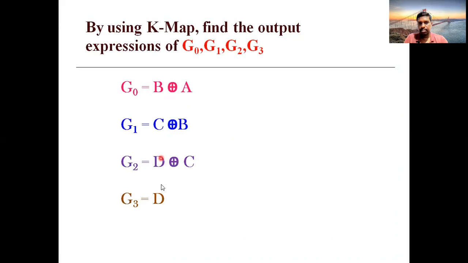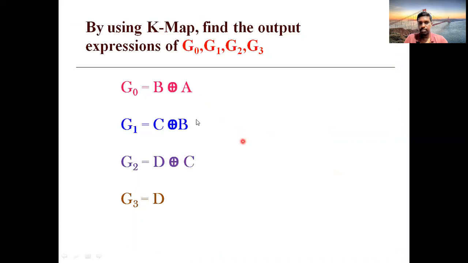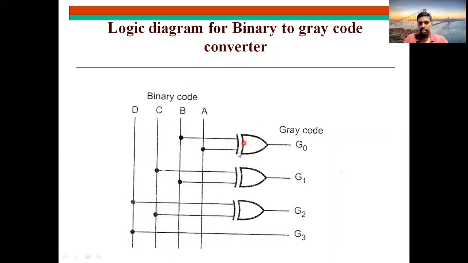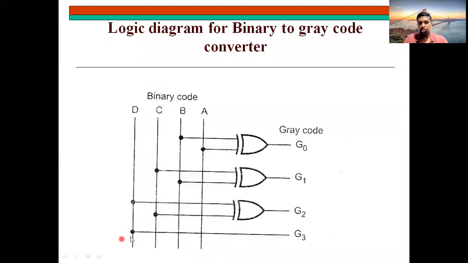So you will get the answers like this. If you simplify them, then you can draw the logic diagram. So what is the expression? G0 equals A XOR B. So take one XOR gate, connect A and B, and you will get G0 equals A XOR B. Like that, G1 equals B XOR C, G2 equals C XOR D. And what is G3? We got G3 equal to only D. So link only D towards G3, that is the answer.